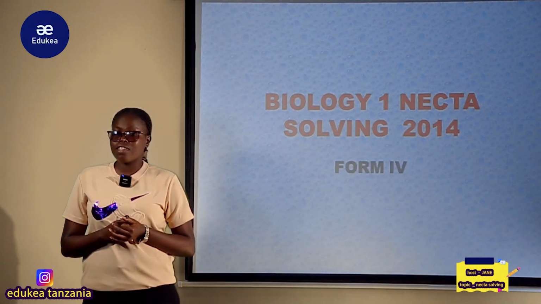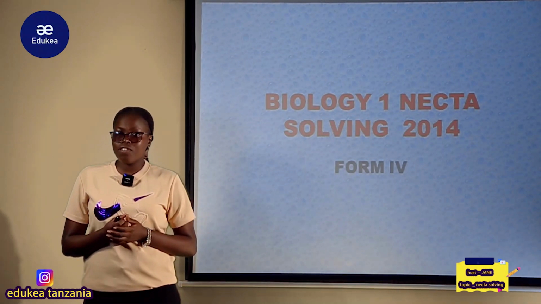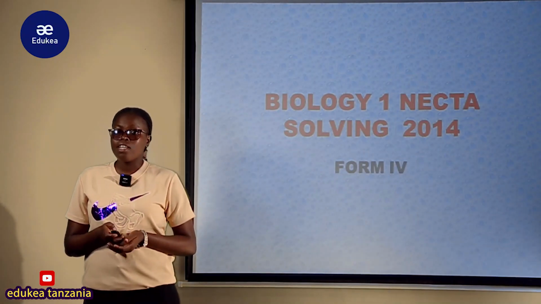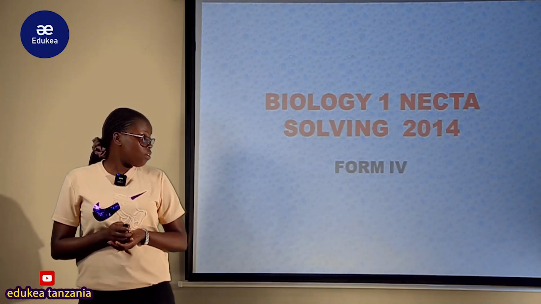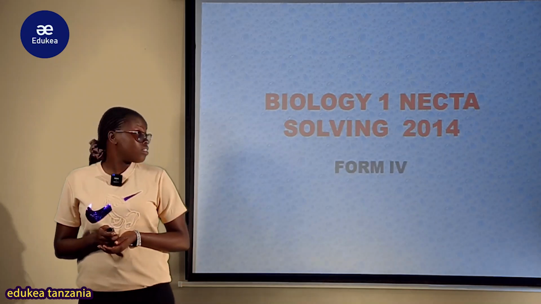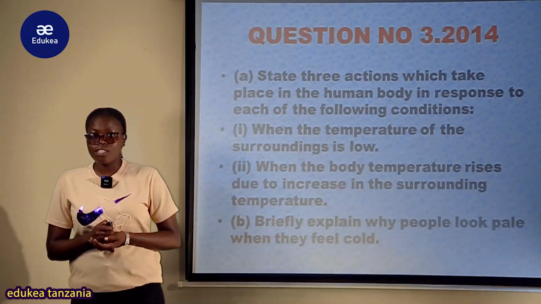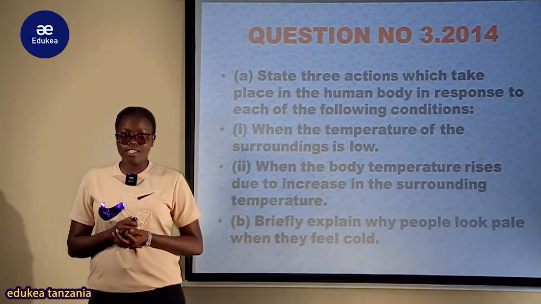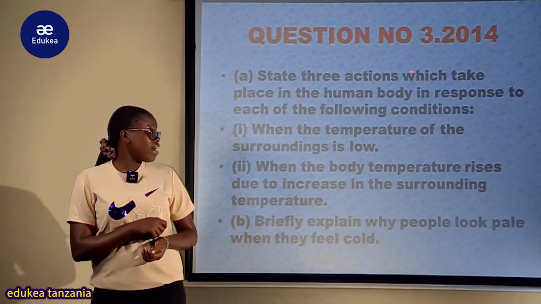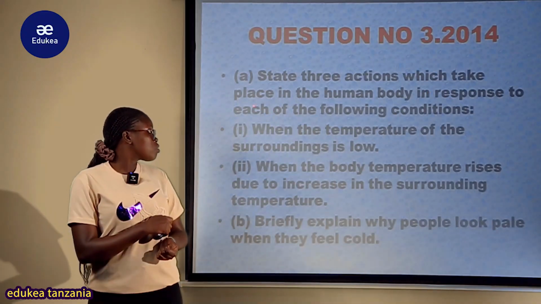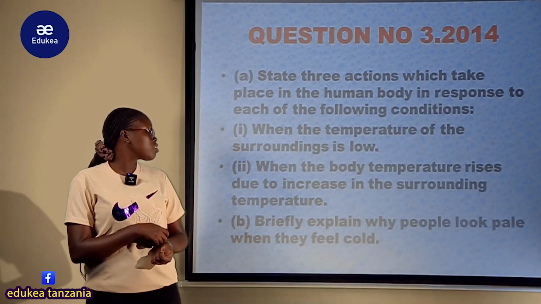In today's session we are proceeding with solving the series of NECTA questions for a variety of years, and today is the NECTA question for the year 2014. The question is question number 3, and it states: state 3 actions which take place in the human body in response to each of the following conditions.